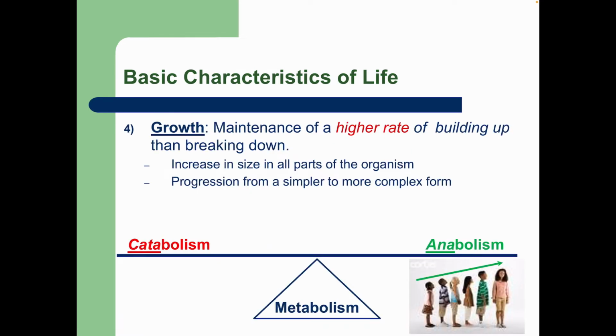Another characteristic is growth. Growth is the maintenance of a higher rate of building up than breaking down. Essentially what we're trying to depict in this figure here is that the scale is leaning towards anabolism. This occurs when we're younger, and we can see how we grow because there's a higher rate of building up than breaking down. There's usually an increase in size in all parts of the organism and progression from a simpler to a more complex form. And this can occur in our proteins and etc.